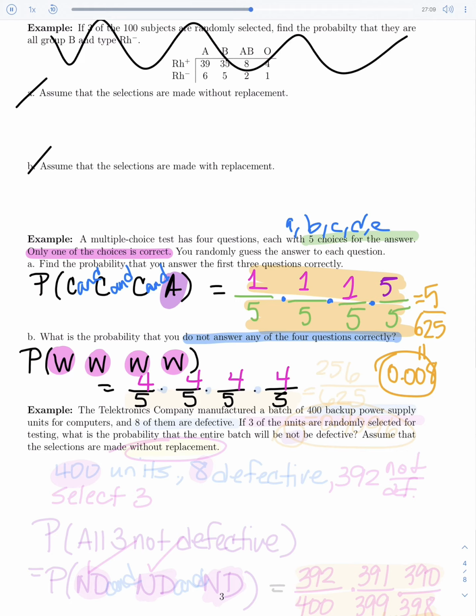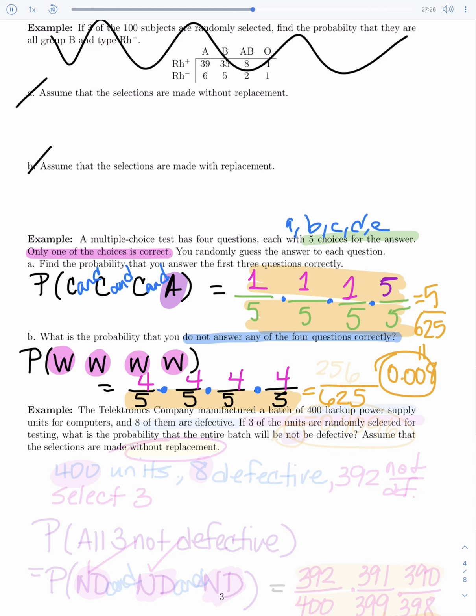And again, just like before, we're going to be multiplying all of our probabilities. So to multiply these fractions straight across the bottom, we already know 5 times 5 times 5 times 5 is 625.